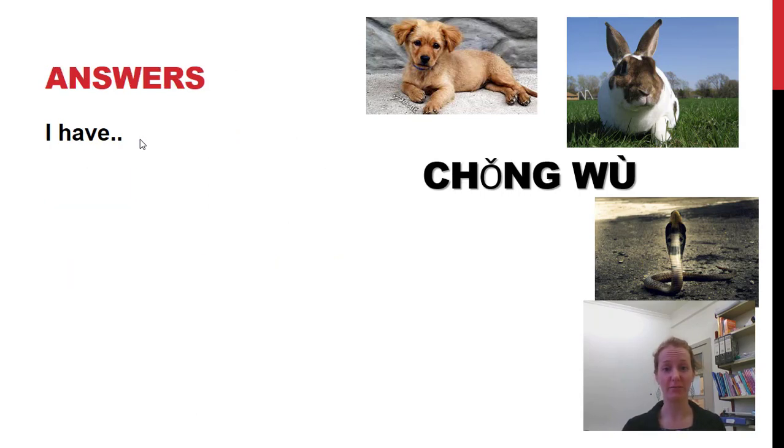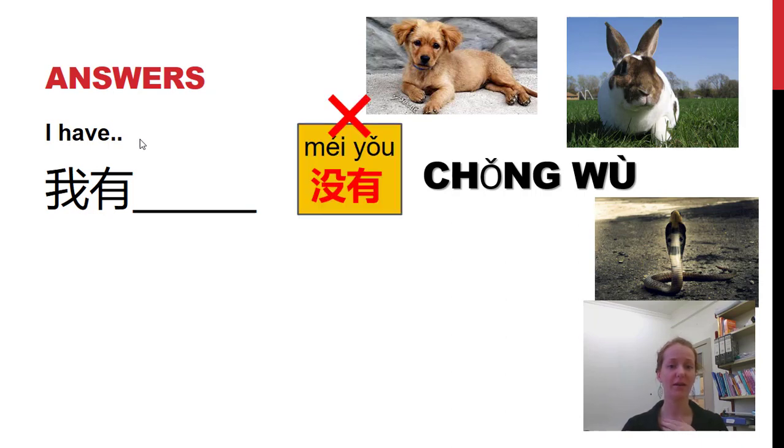Saying that I have them. So what's the word for I? 我 have 有. So if you have a dog, you can say 我有狗. How about if you have a cat? Do you know how to say that one? If you don't have a pet, remember the word for don't have is 没有. 我没有狗 or 我没有蛇.